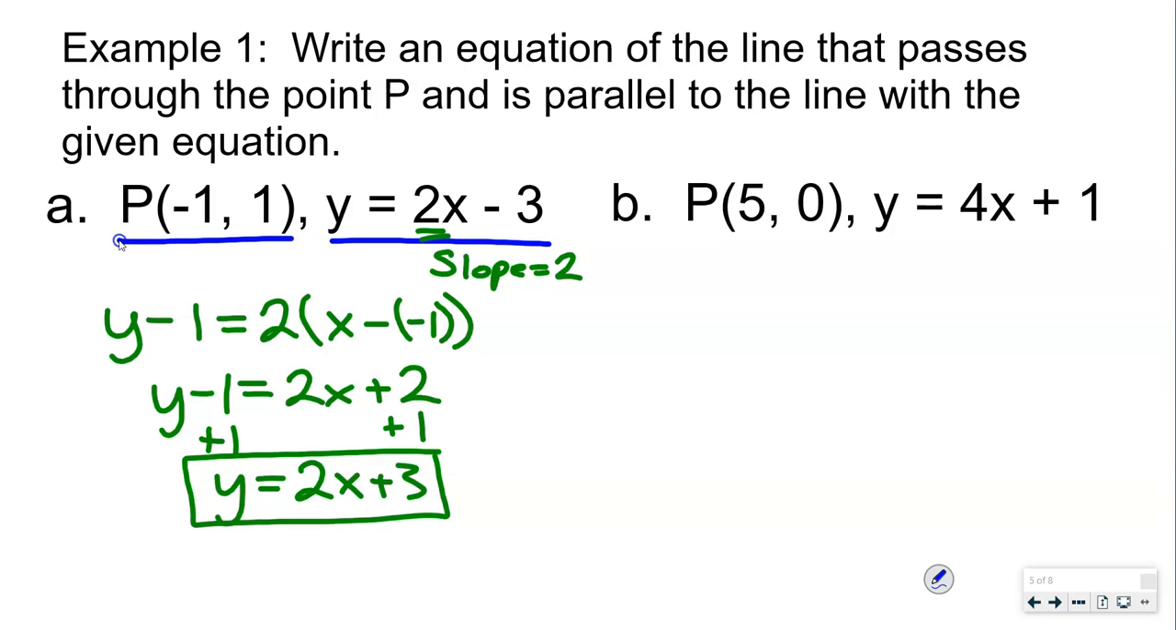Now for letter B, we have a point at 5, 0, and our line is y equals 4x plus 1. Remember, again, we're writing a line that is parallel to it, so it will have the same slope. Here our slope is 4. So we know the slope, we know a point, we can use point-slope form. So y minus 0 equals our slope of 4 times x minus 5.